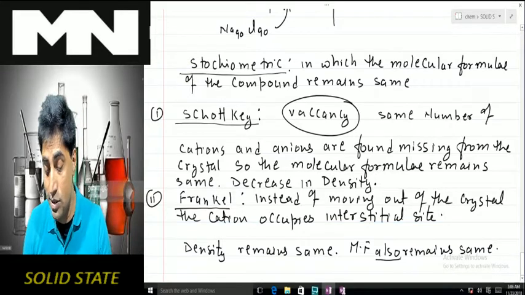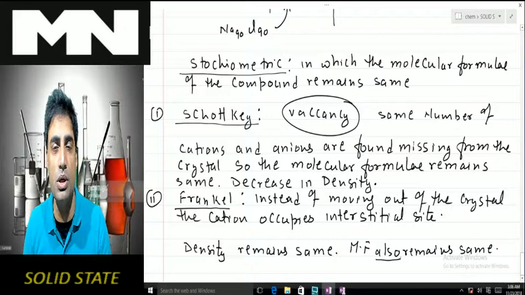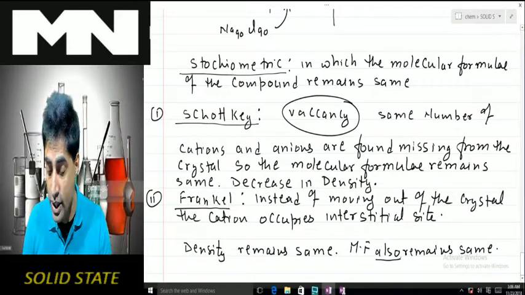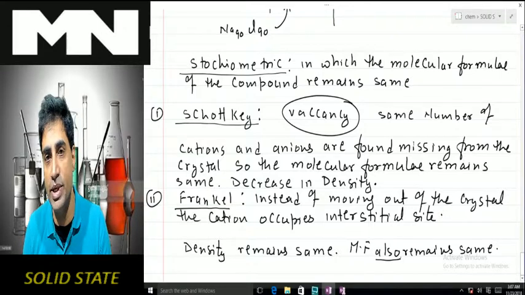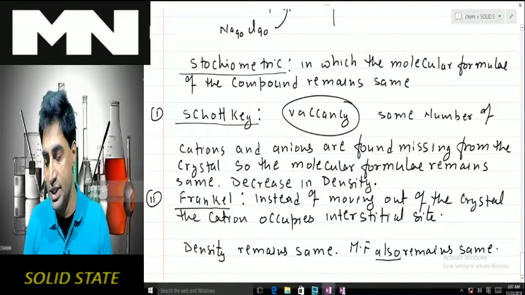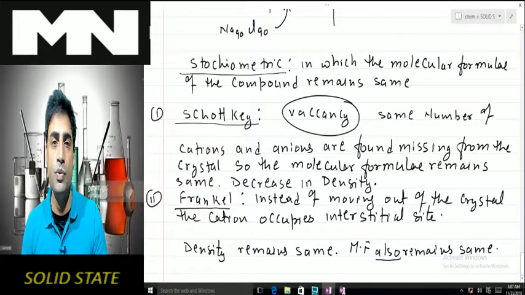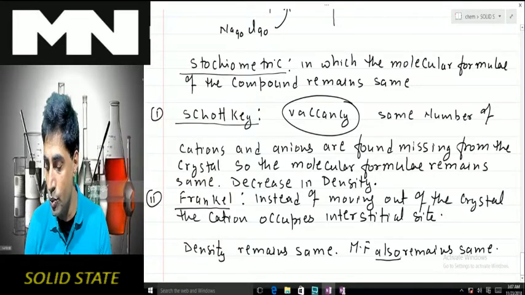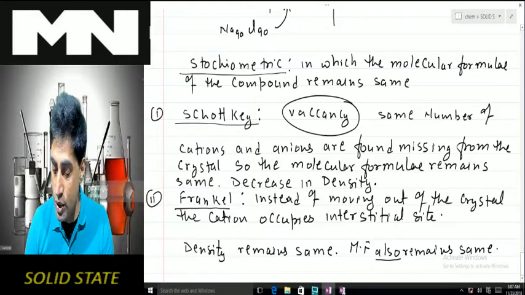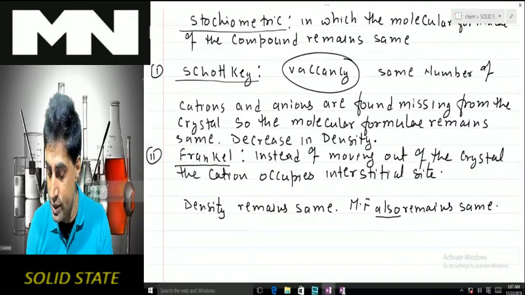So these are two different types of stoichiometric imperfections in which the molecular formula of the compound will remain same. In Schottky, the density will decrease, whereas in Frenkel, the density will remain same. All crystals can exhibit Schottky imperfection. Any crystal which has a larger cation cannot exhibit Frenkel imperfection because larger cations cannot be fitted into smaller voids. After this, we'll move on to the non-stoichiometric.